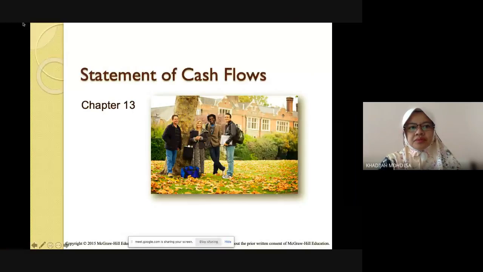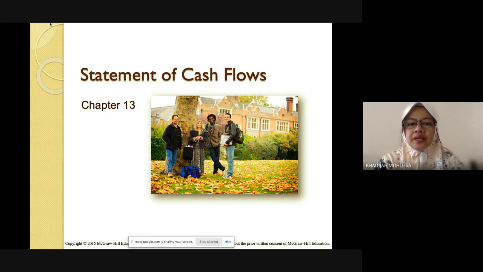I'm going to do a recording on topic chapter 13, statement of cash flows. So we'll go through this topic, cash flows. It could be the last topic for the semester for financial accounting.